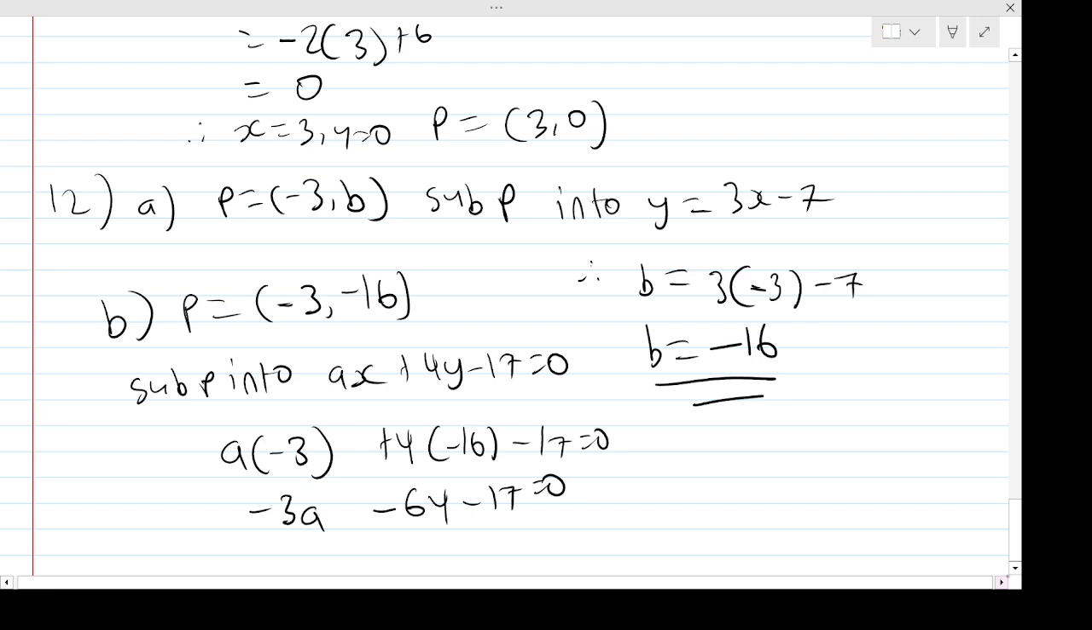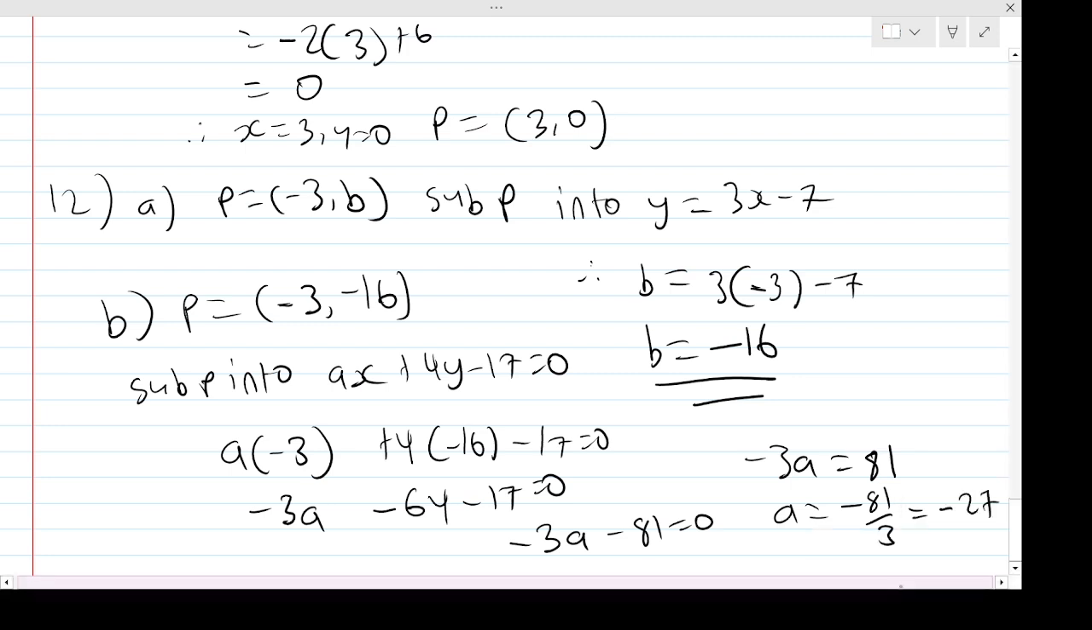Okay, well then that means minus 3a. Then I can simplify the numbers. So minus 64 minus 17 should get me minus 81. But then I can move the number to the other side. So minus 3a is equal to positive 81. Well, a is going to be 81 over minus 3. If I divide by minus 3, that would get me minus 27 if I simplify. There we are. So there we are, that's our value of a then.